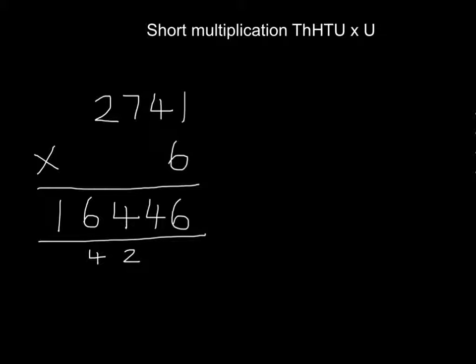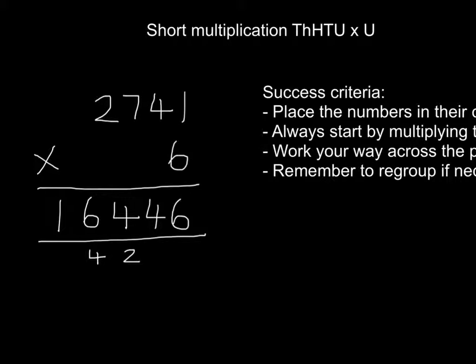Today we are learning how to do short multiplication by multiplying thousands, hundreds, tens and units by units. Look at this example. 2,741 multiplied by 6 equals 16,446. Notice how all of our numbers are in their correct place value columns. This is the first part of our success criteria.